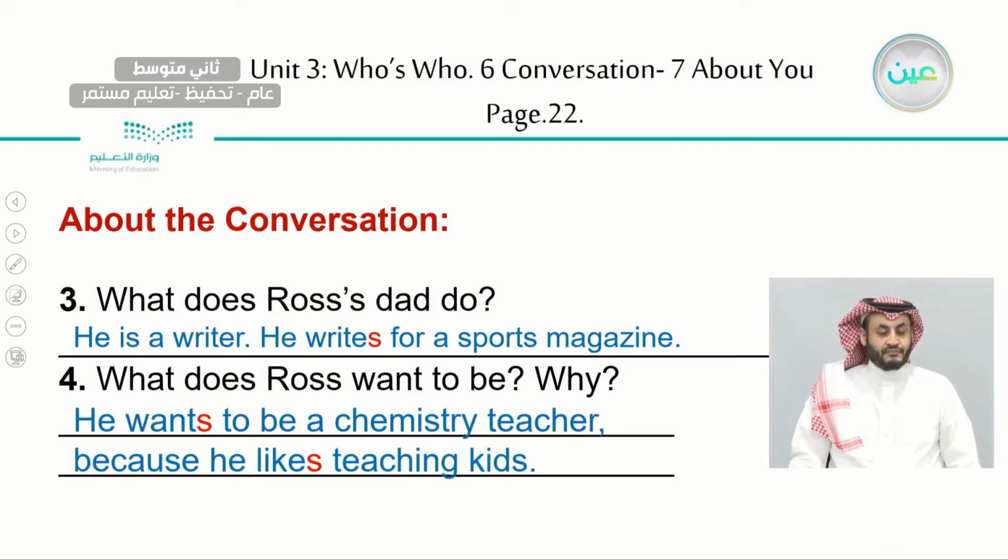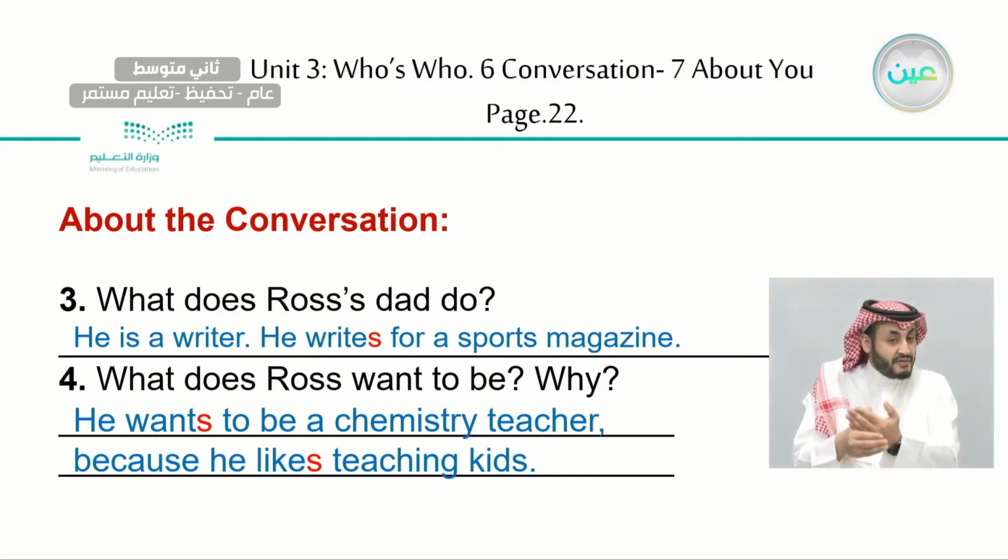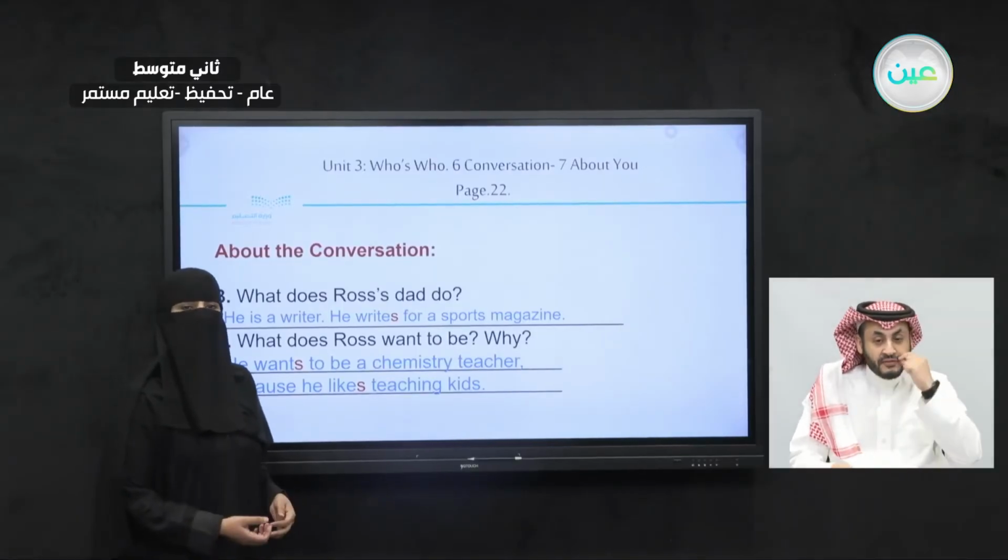Ross wants to be a chemistry teacher. He doesn't want to be like his father, a writer. He wants to be a chemistry teacher. And the reason for that is that he likes teaching kids and he likes doing experiments too.